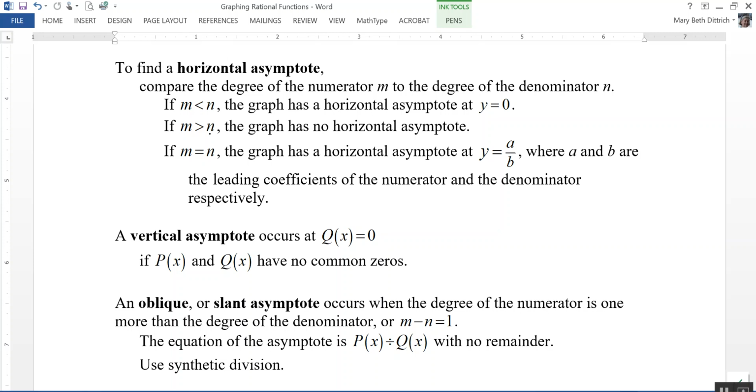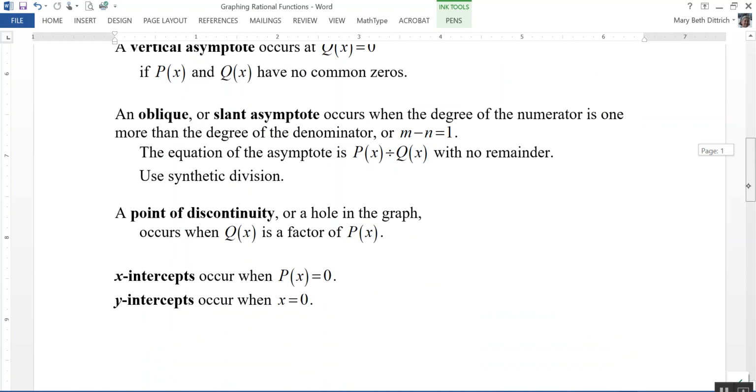A vertical asymptote occurs at q of x equals 0. In other words, what value of x makes the denominator 0, as long as p of x and q of x have no common zeros. An oblique or slant asymptote occurs when the degree of the numerator is 1 more than the degree of the denominator, or m minus n is equal to 1. The equation of the asymptote is going to be p of x divided by q of x with no remainder. So use synthetic division and divide p of x by q of x, and whatever equation you have left, that's going to be the equation of the slant asymptote.